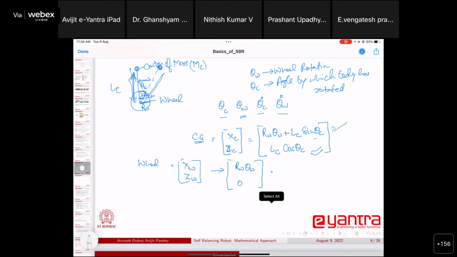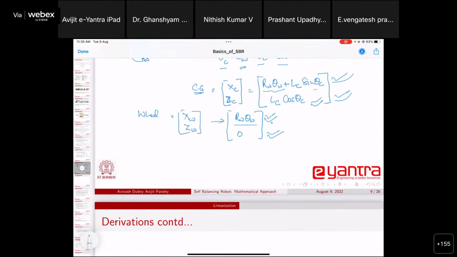Got it, sir. So this is the X component of your body, and this is the Z component of your body. Now, the wheel's Z component is not going to change. It will remain at the same height, correct? So the Z component of the wheel is 0, but the X component of the wheel is the same, theta R, right? This is clear? Yes. Fine.